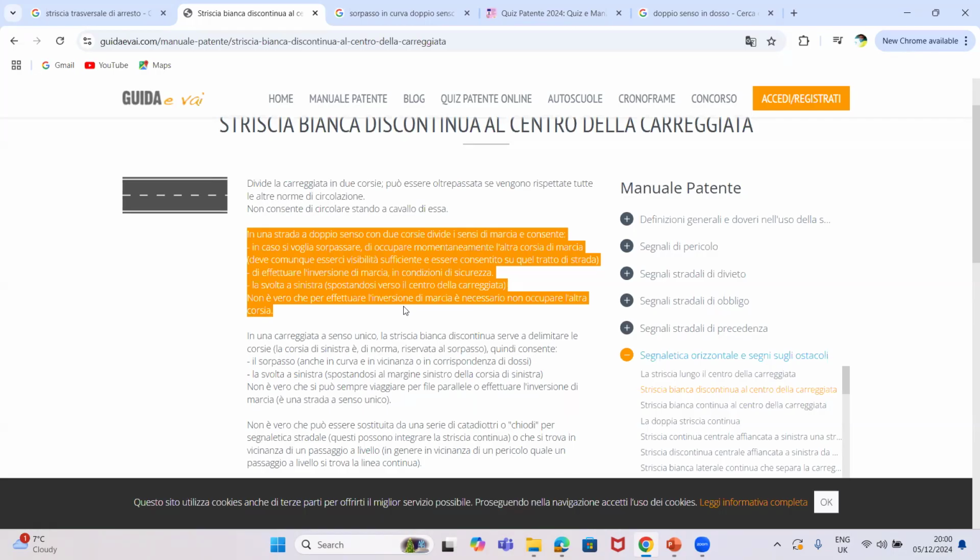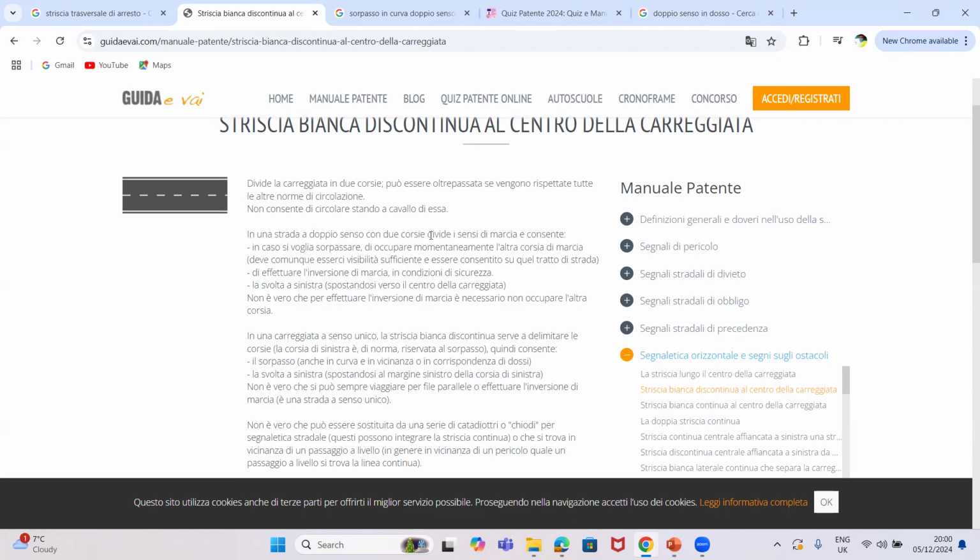They said, look, if it is a doppio senso with this discontinuous line dividing the sense of movement, and you have 2 corsie, in una strada doppio senso con 2 corsie, this discontinuous line, what does it do? It divides the sense of movement. Now, it works as a continuous line. Number 1, consente. With that discontinuous line, it allows you to overtake. If you want to overtake, say you enter the other corsia, the left corsia, you can occupy it momentarily, just temporarily, because a car will be coming from the opposite direction for sure. Is it clear now? And if you want to do it, make sure that deve comunque esserci visibilità.